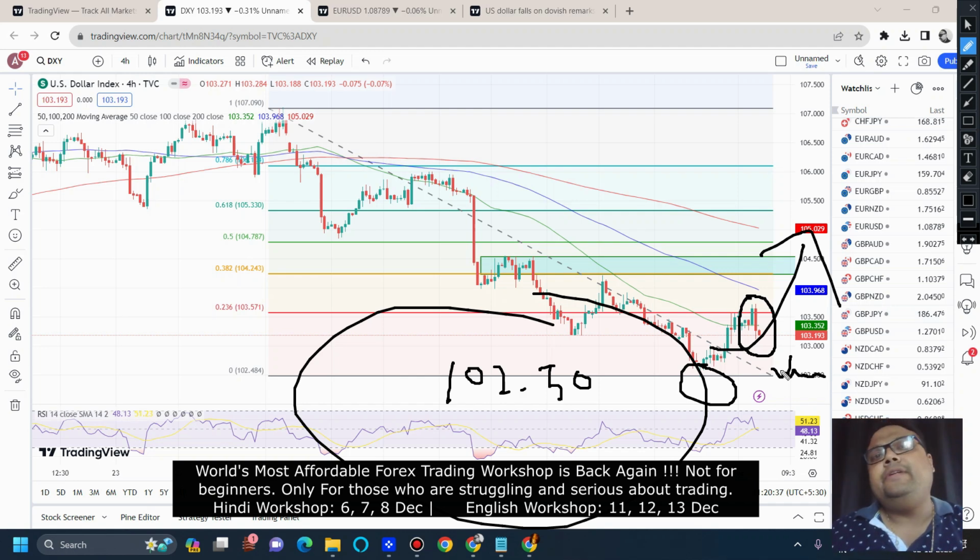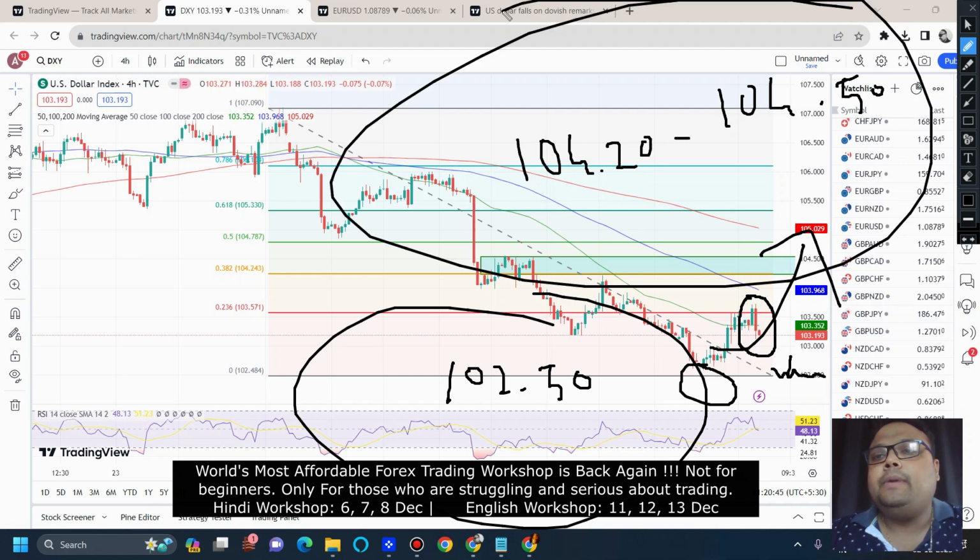On the other hand, if DXY surprises us with an up move, then 104.20 to 104.50 will be the next resistance, and I don't think right after the market opening DXY will have the strength and potential to break 104.20 and 104.50. DXY is bearish, so plan your trades accordingly.